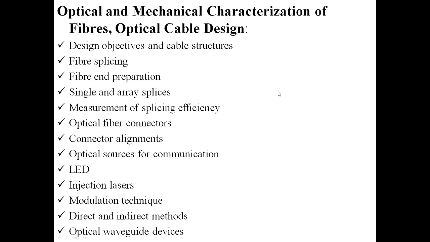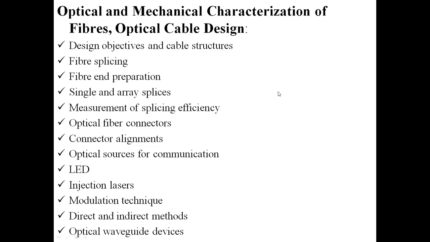The second half of the first unit is optical and mechanical characterization of fibers and optical cable design. Here in the second half, what are the design objectives? At the time of designing a cable, what parameters do we have to take, what is the cable structure for different atmospheres, and what are the connector mechanisms? Suppose we connect two optical fiber cables together, how do we join them? That is the concept of fiber splicing.